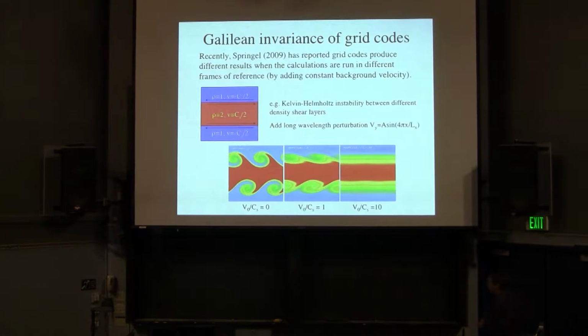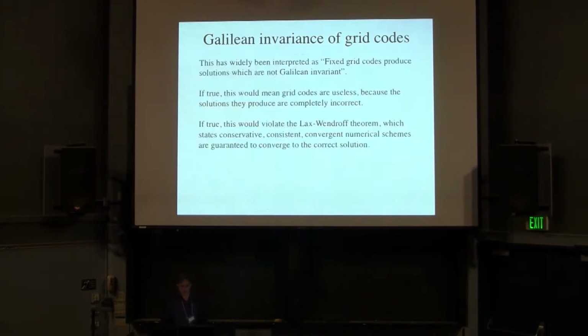So yeah, it looks pretty bad. It looks like the KH instability has gone away. It certainly looks like the solutions are not the same, and it certainly looks like the laws of physics have changed. So the statement is that fixed grid codes produce solutions which are not Galilean invariant.